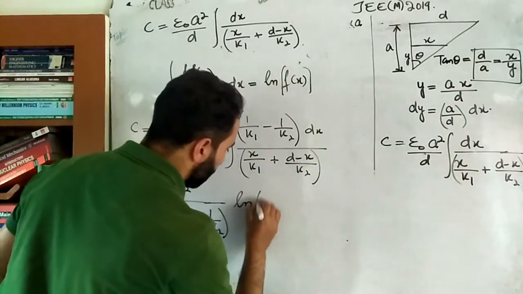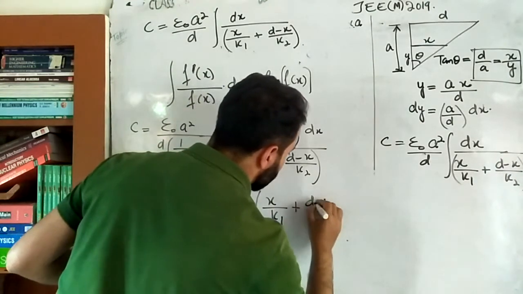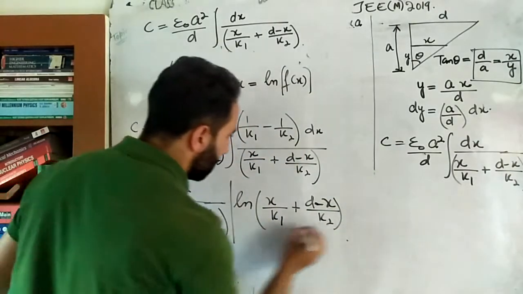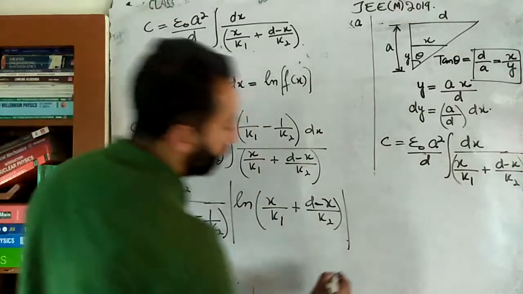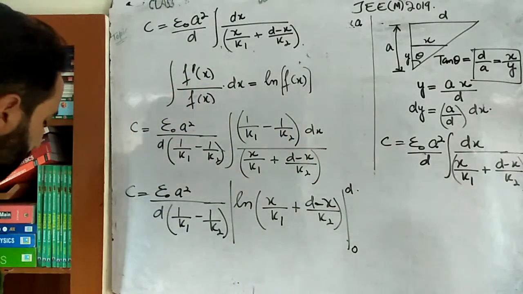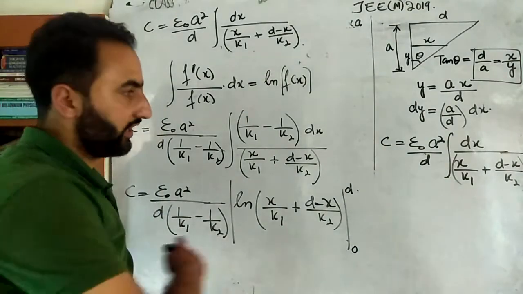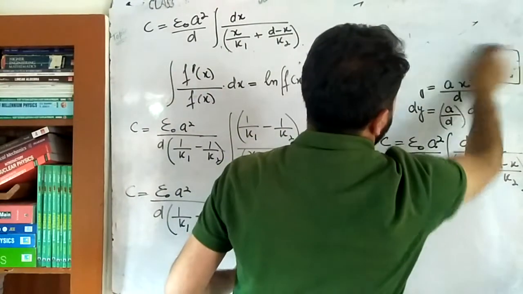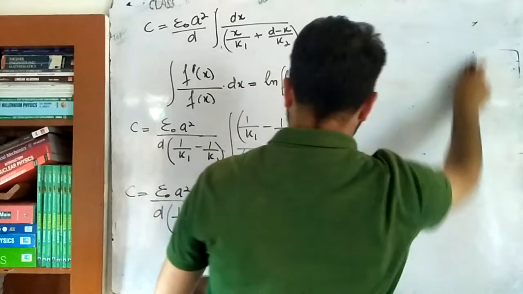So it is ln of (x/k1 + (d - x)/k2). And then the limits of integration. The limits of integration for x will be from 0 to d. You check out the figure and you see that the limits of integration will go from 0 to d. Okay, so x is in this direction, that means it will go from 0 to d. Concentrate here. We are almost done with the problem.